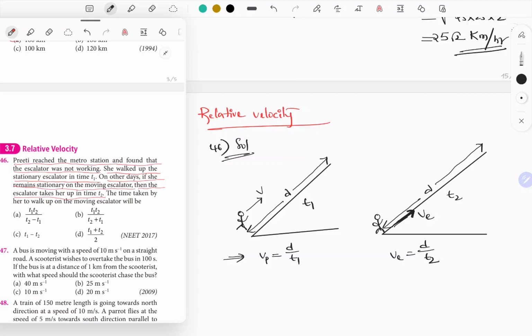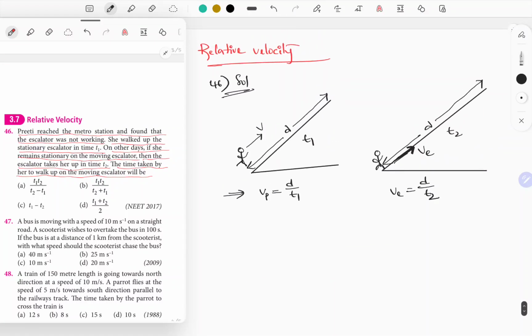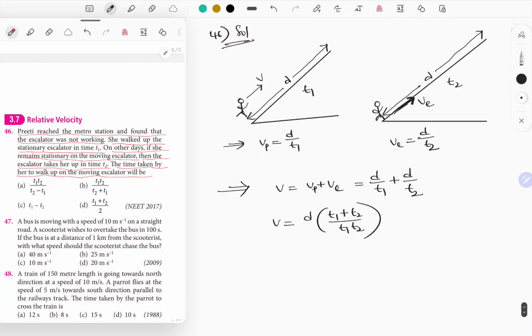Now, what's it asking? The time taken by her to walk up on the moving escalator. When she is walking and the escalator is also working, we have to find the total velocity. Total velocity is the velocity of Preeti plus the velocity of the escalator. It is d by t1 plus d by t2. So v is equal to d into t1 plus t2 by t1 t2.